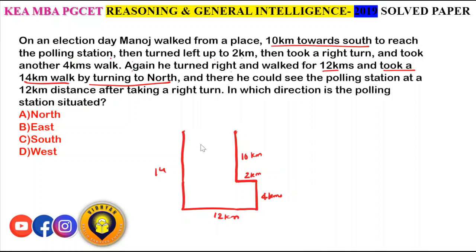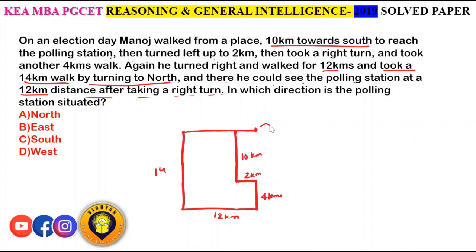So he took a 14 kilometer walk by turning to north and there he could see the polling station at a 12 kilometer distance after taking a right turn. So where he finds the polling station? At a 12 kilometer distance after taking a right turn. So from here he went again 12 kilometers. So from here to here it is 10, again plus 2, here it is 12.